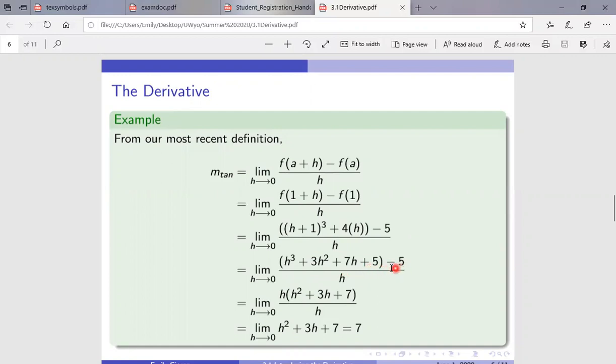So these 5s are going to cancel each other out. Well, when the 5s cancel each other out, everything in the numerator has an h in it, so we pull that h out. h divided by h equals 1. So now we just have h squared plus 3h plus 7. We're taking the limit as h approaches 0. So I've got 0 plus 0 plus 7. So the slope of our line tangent to the curve is 7.